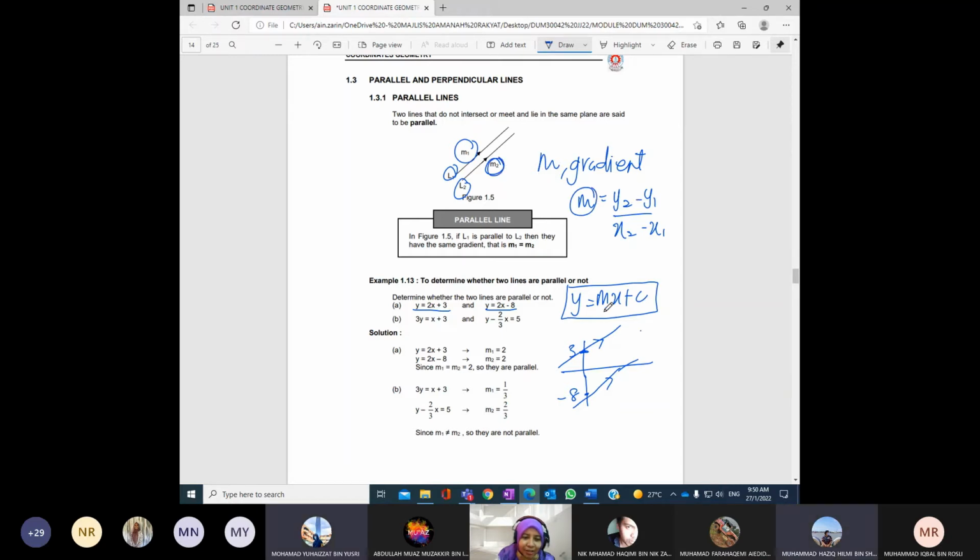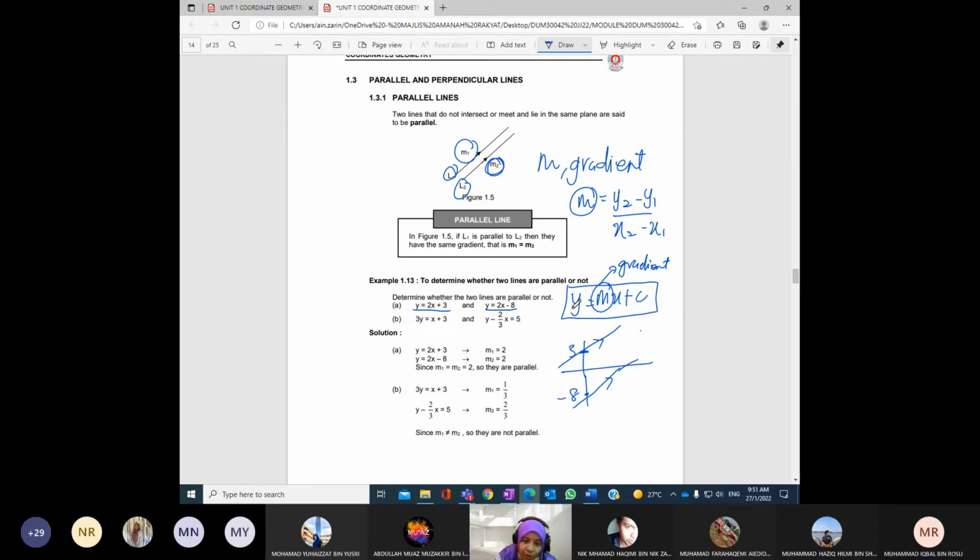The same gradient, madam. Okay, so which one is the gradient? This one is the gradient. So when you want to check whether the gradients are the same or not, you must change the equation into gradient form like this. Meaning, if the equation is in intercept form or general form, you must change it into gradient form like this. Gradient form means the front must be y only.